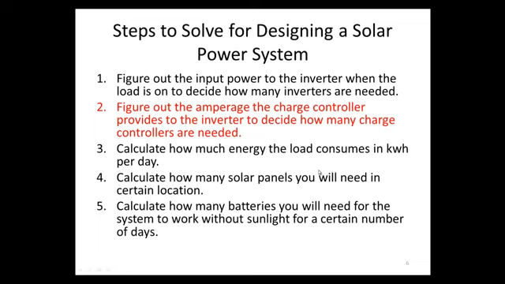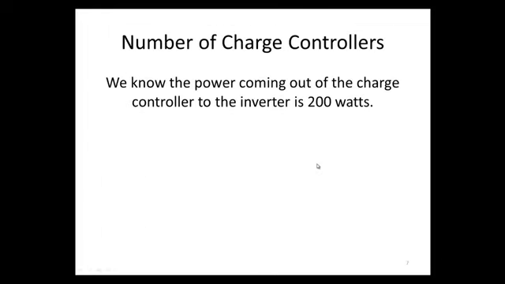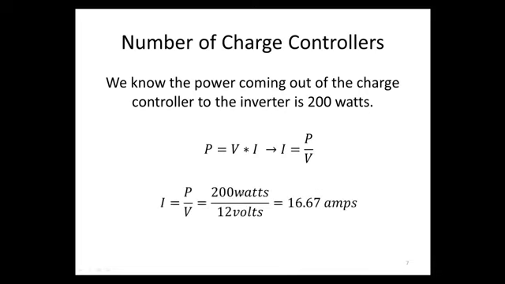Now step 2, we want to figure out the amperage the charge controller provides to the inverter to decide how many charge controllers are needed. We know the power coming out of the charge controller to the inverter is 200 watts. We have to figure out what the current is, though, because the charge controller is rated with a current rating. If we remember that power equals voltage times amperage, we can again rearrange the equation for the unknown: amperage equals power over voltage. The power is 200 watts, and the voltage is 12 volts. So the amperage is 16.67 amps, coming from the charge controller and going to the inverter.